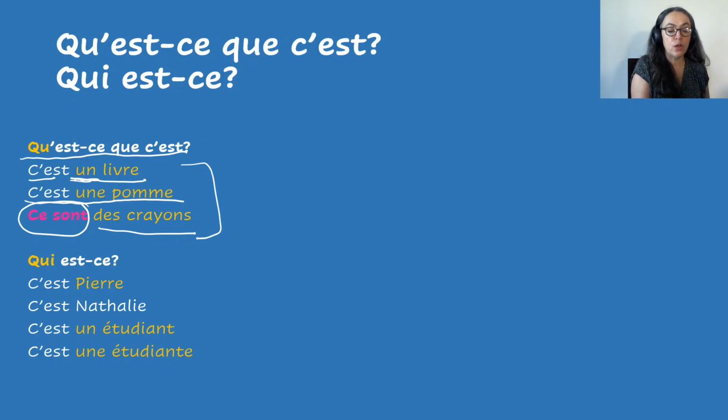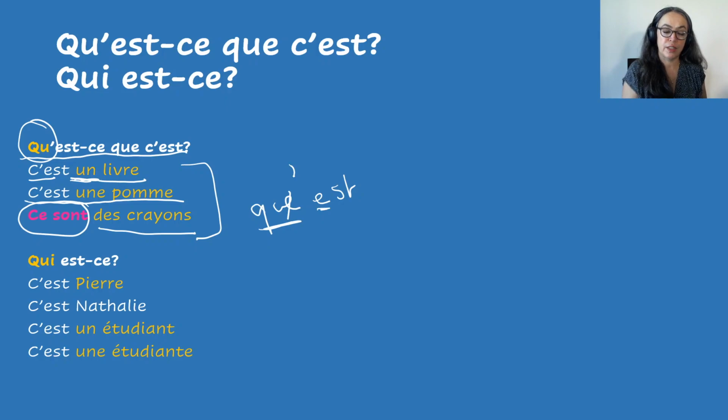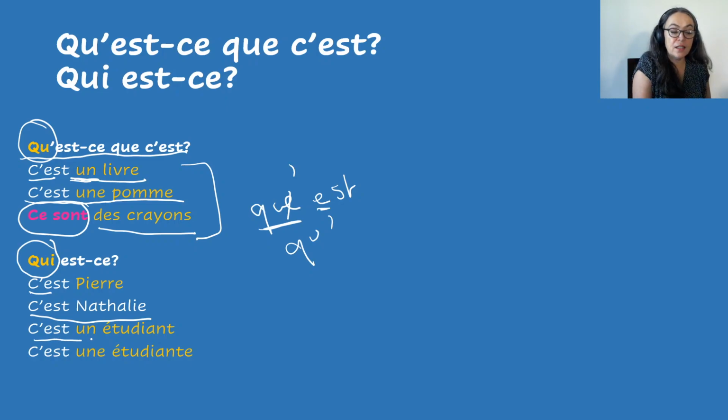And you notice here they're all objects, so you're going to use que. And since we have a vowel after it, as we learned, you're going to put an apostrophe and have qu'. If now you want to ask about a person, not a thing, you're going to say qui est? And then the answer is going to be c'est Pierre, c'est Nathalie, or c'est un étudiant, that's a student, right? And if it's a feminine noun, c'est une étudiante.